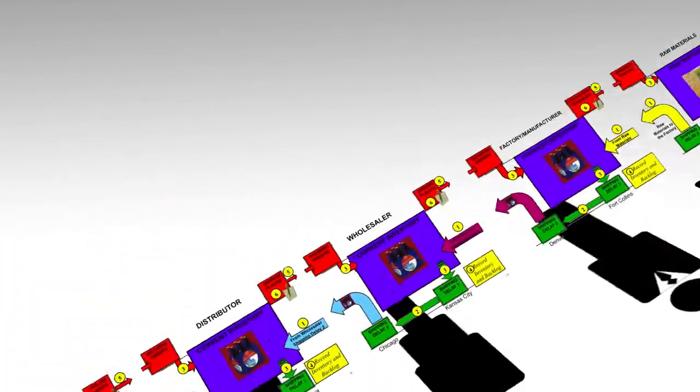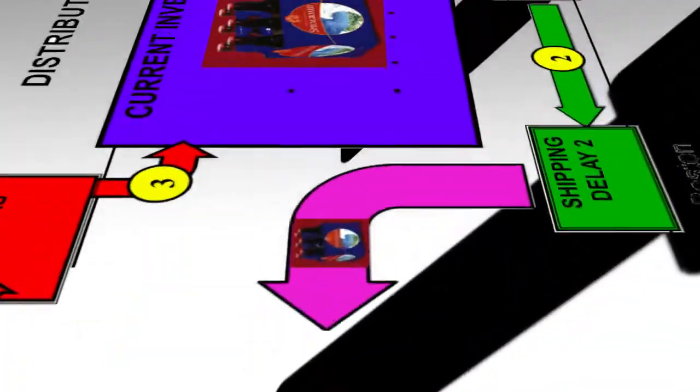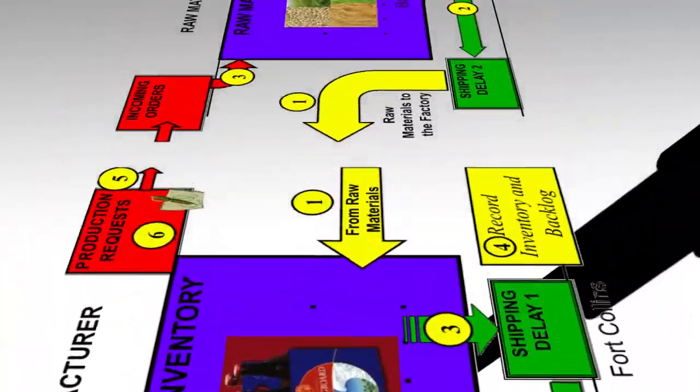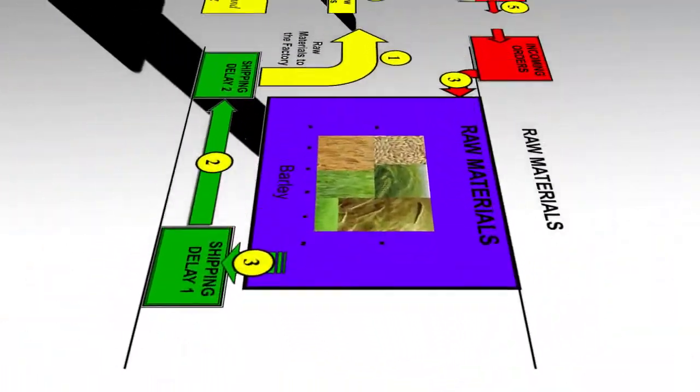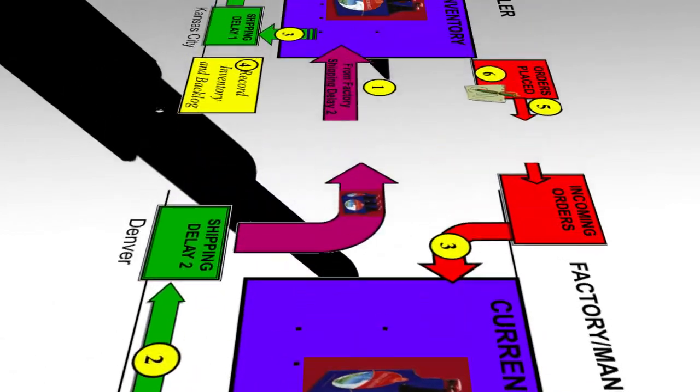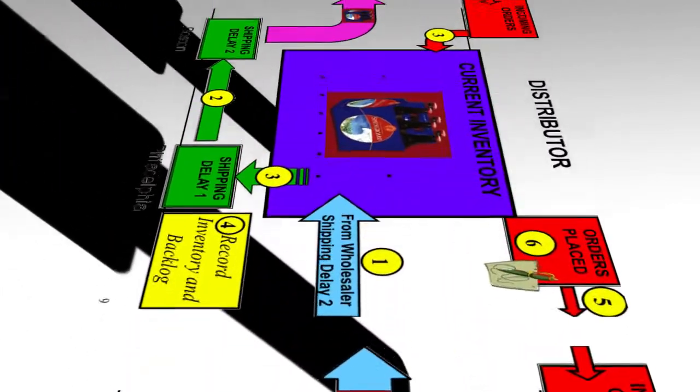This is what you guys look like, right? So you're sitting in these positions. Orders go upstream from retailer to raw materials, and materials come down from raw materials to retailers. And those are the poker chips that you'll see.